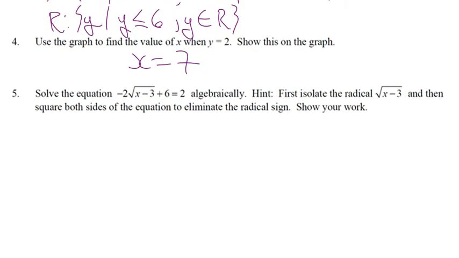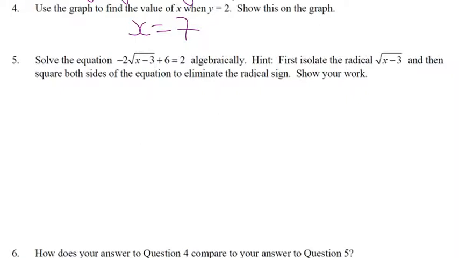Solve the equation negative 2 root x minus 3 plus 6 equals 2 algebraically. Hint: first isolate the radical, root x minus 3, and then square both sides of the equation to eliminate the radical sign. Follow this carefully because we're going to be doing this for the rest of today, and that's your homework for today and tomorrow. This is basically the end of the unit: solving radical equations today and tomorrow, Wednesday review, Thursday test.